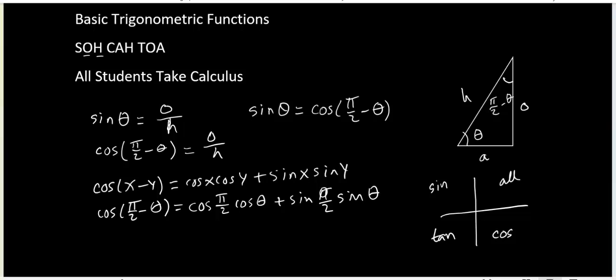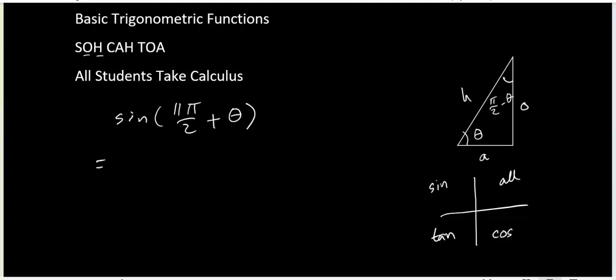All right. So in this case, what is the value of cosine pi by 2? As you know, it is 0. And then sine pi by 2 is 1, times sine theta. So then you can see that cosine of pi by 2 minus theta is the same as sine theta.